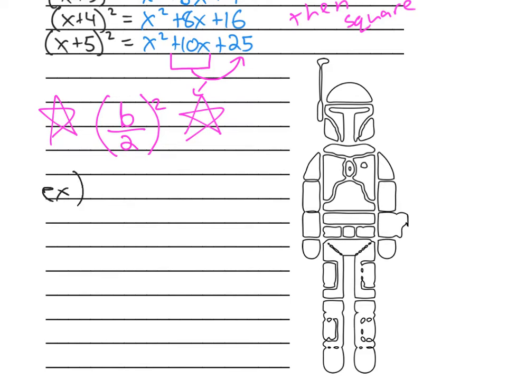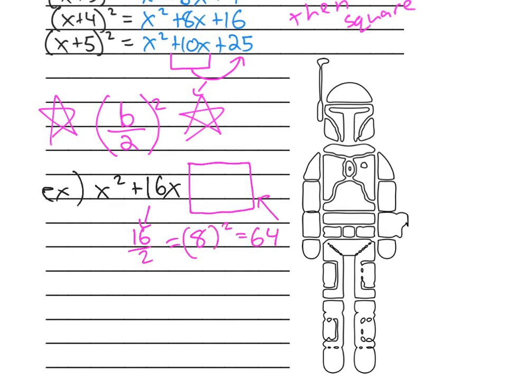If I had x squared plus 16x, what's going to have to go in this box to make this a perfect square trinomial? So you're building perfect square trinomials. 64. Yeah, you're right. 64. Because we take the middle number, 16, and we divide it by 2. What do we get? 8. And what is 8 squared? 64. And we're going to add that there. Will we ever be adding a negative number?